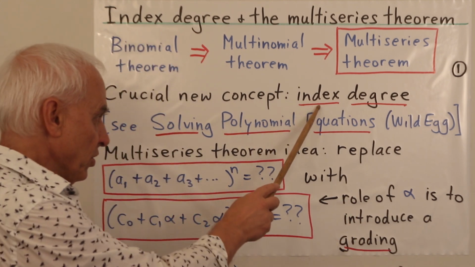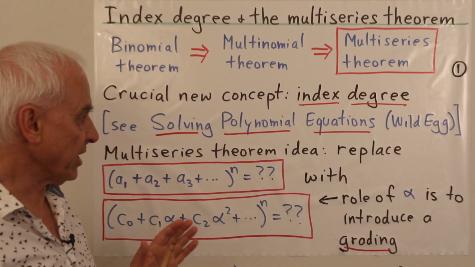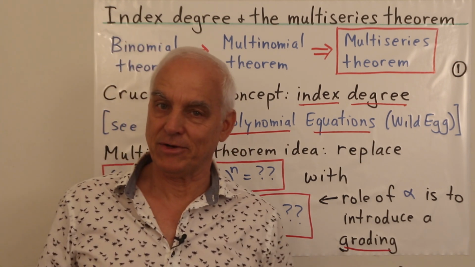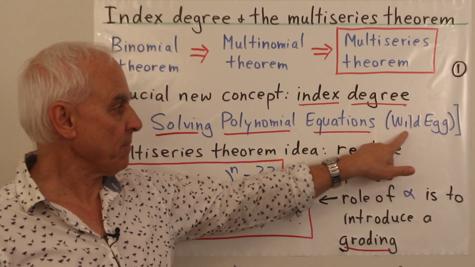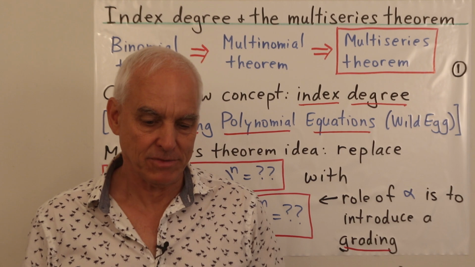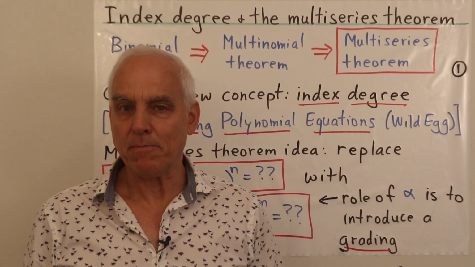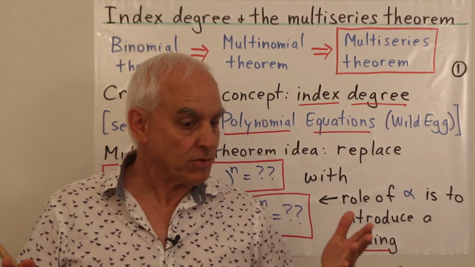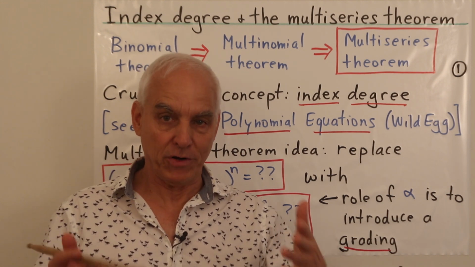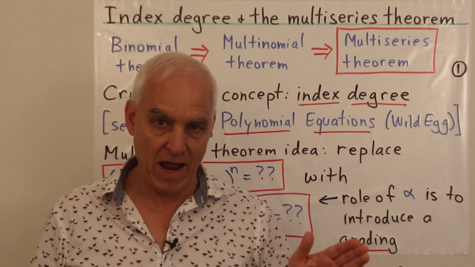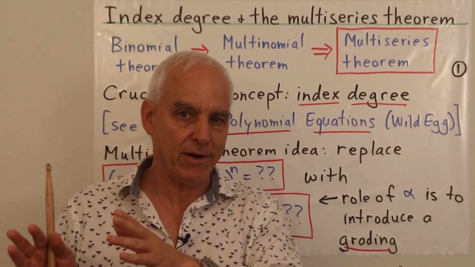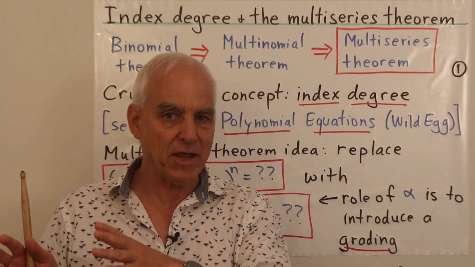So the crucial new concept of index degree occurs also in the solving polynomial equations series of lectures, which are available for members at the Wild Egg Maths channel. And there I basically solve one of the most important historical problems in all of mathematics, which is how to solve polynomial equations in a very general fashion. So I go in a completely different direction from the usual solving by radicals story, which is just not the right way of thinking about it, okay?